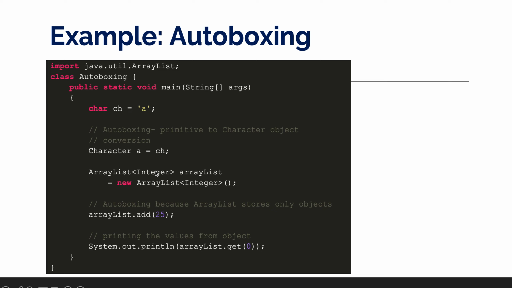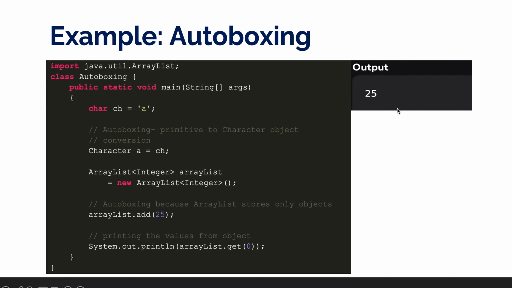Here we are providing an integer type for the array list, and since it is trying to hold the wrapper type object and we are providing some primitive value, Java will automatically convert from primitive to wrapper object. So this is again called autoboxing, and if you try to print this value, you will see output like 25. This is another example of autoboxing, and how it is done automatically.